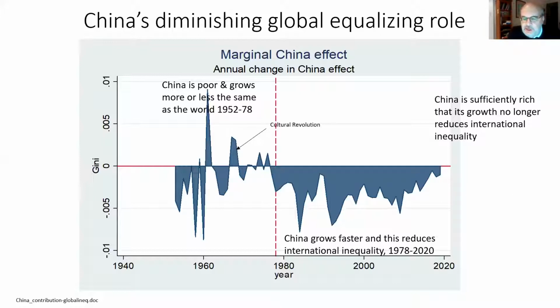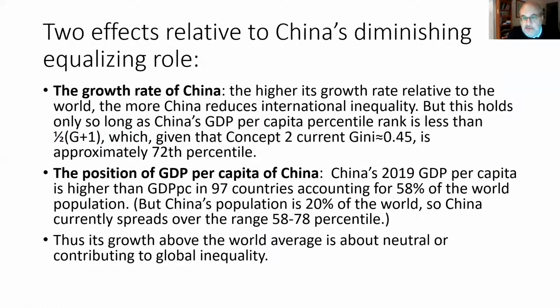The reason is that China has become an upper middle income country. So when you get to that point, as I will show you in this slide, you no longer contribute to the reduction of global inequality. In other words, when a country becomes sufficiently rich, the effect on reducing global inequality diminishes. So for example, now, Chinese growth is neutral as far as global inequality is concerned.